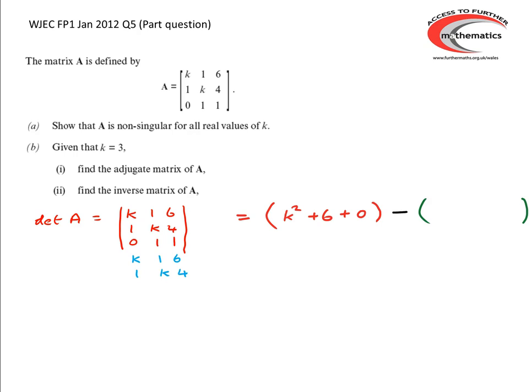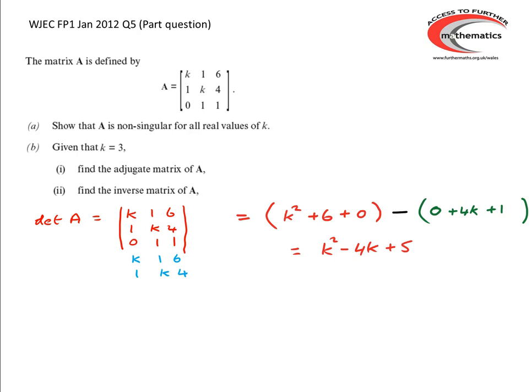And now we must move our attention to the negative diagonals. So the first negative diagonal is 6 times k times 0, which is nothing. The second negative diagonal is 4 times 1 times k, which is 4k. And the final negative diagonal is 1 times 1 times 1, which is 1. So the value of the determinant is k squared plus 6, take away 4k plus 1, which simplifies to k squared minus 4k plus 5.